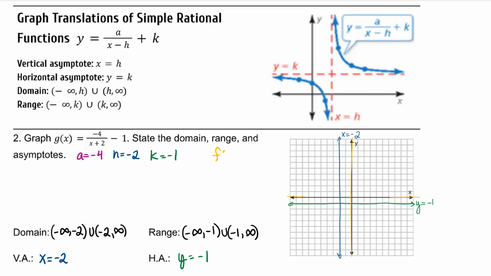If I were to compare this to f(x) = -4 over x, the one without those shifts, I would get these points. That is the graph of -4 over x. So I'm going to take each of these points now and translate it 2 units to the left and 1 unit down.